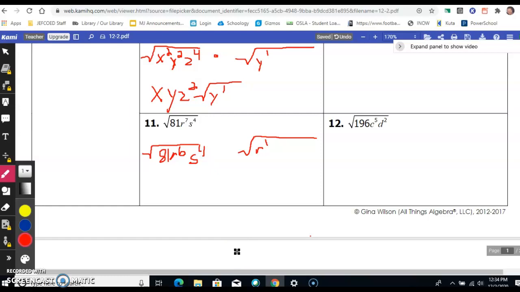Now, simply take the square root of the 81, the r, and the s. Square root of 81 is 9. Square root of r to the 6th is r to the 3rd. And s to the 2nd times the square root of r to the 1, or simply just r.